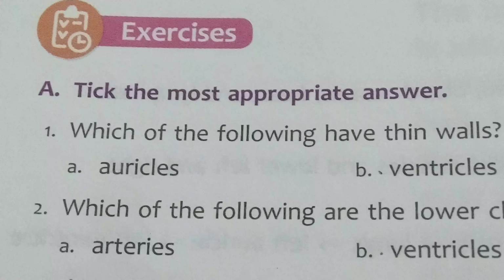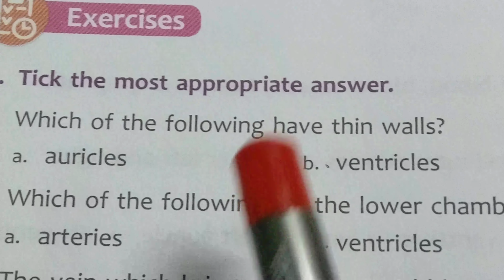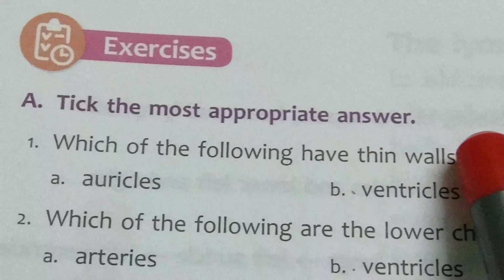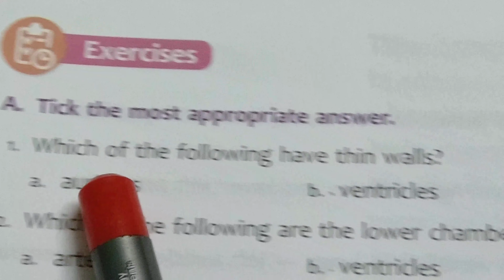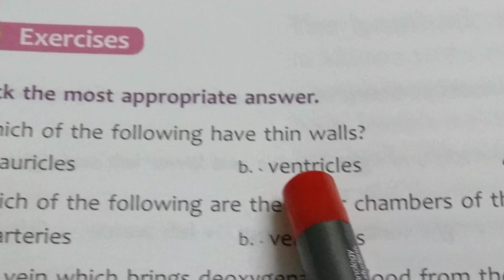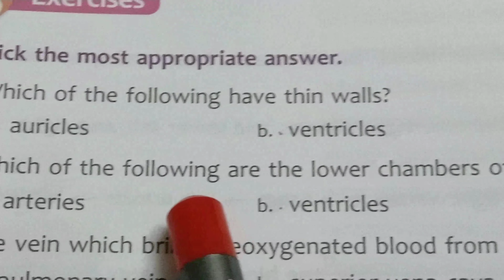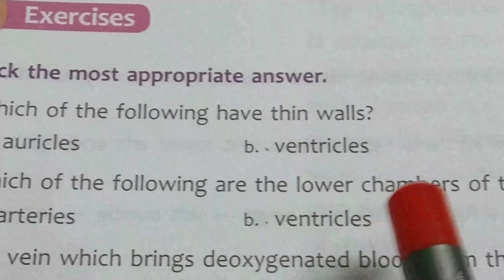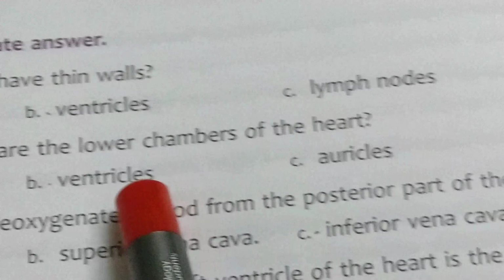Now I am going to discuss the exercise of chapter 6. First, choose the correct answer. Which of the following have thin walls? Auricles, ventricles, lymph nodes, none of these. Answer will be ventricles. Which of the following are the lower chambers of the heart? Lower chambers of the heart, these are ventricles.